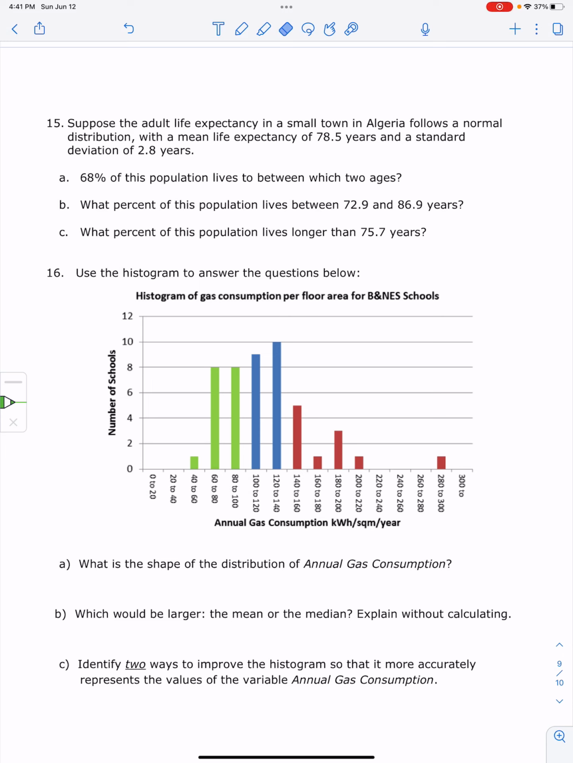This is the Intro to Stats Exam 1 review. This is page 8, our final page. So 15, we've got an adult life expectancy in a small town in Algeria following a normal distribution. So we are going to take a look at our normal curve here.